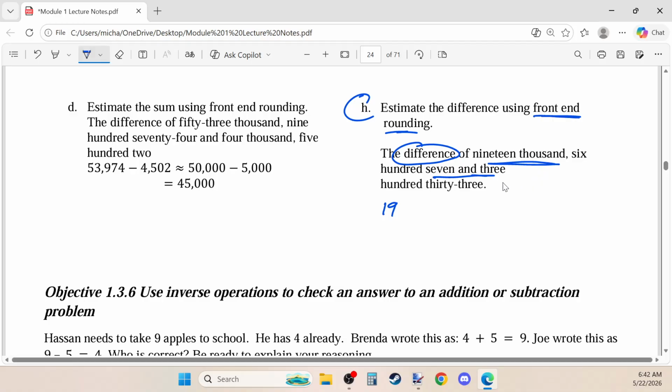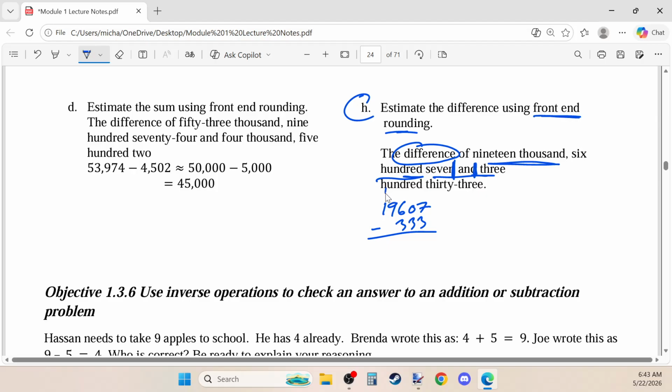19,607. The next number is 333. And we are subtracting those.